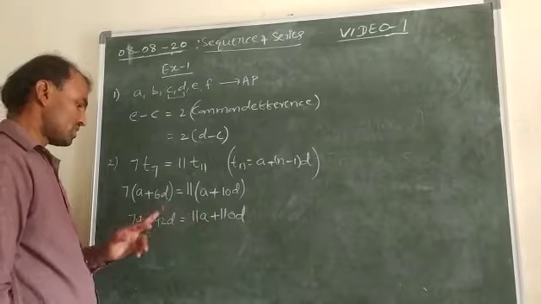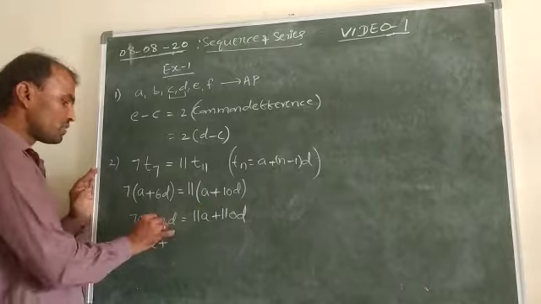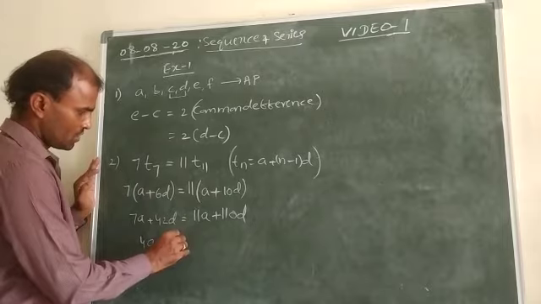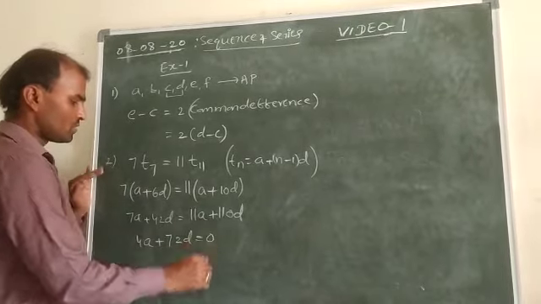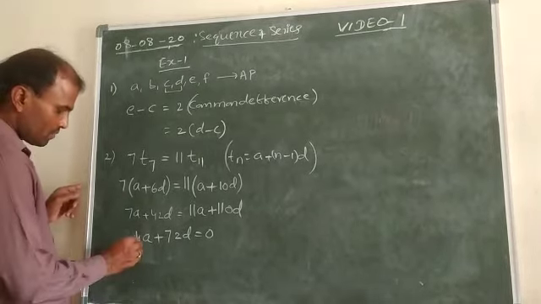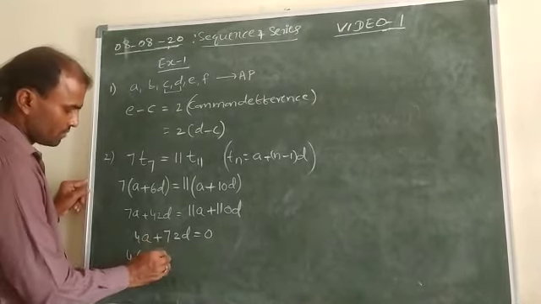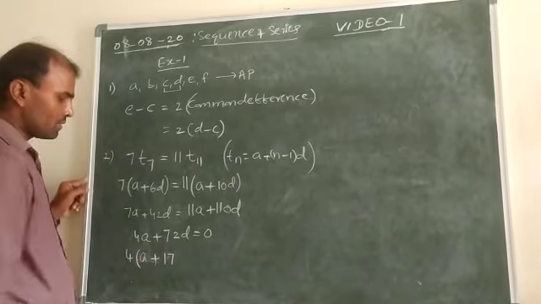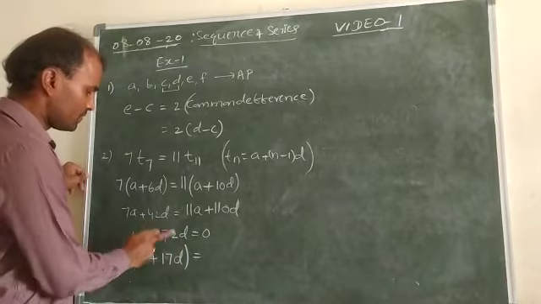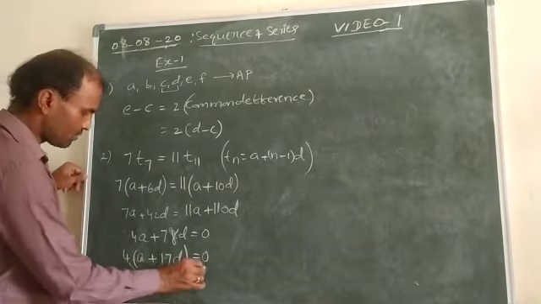Bring all terms to one side. Taking this to the other side, 11 minus 7 is 4a, plus 110 minus 42, that becomes 72d, is equal to 0. Now what do we require? The 18th term. Bring 4 common. By taking 4 common, what do we get here? a plus, what value do we get here? 17d, yes, 17d, is equal to, this is 72, equal to 0. So a plus 18d, 4 bring that side, becomes 0.